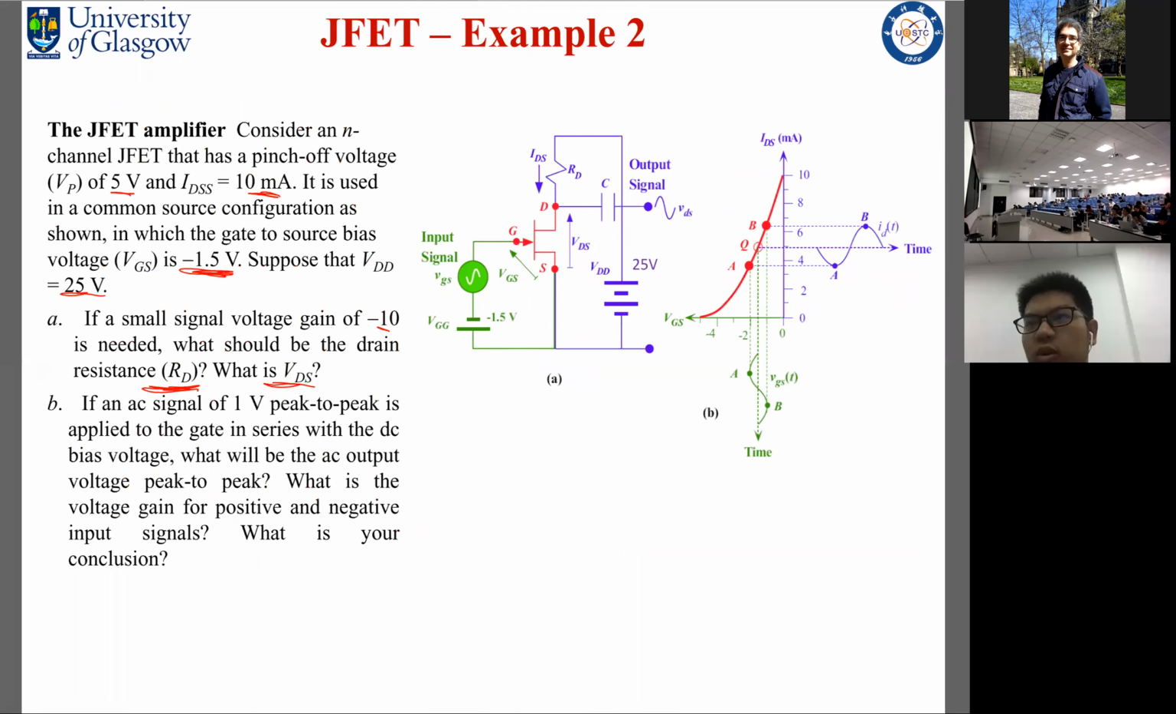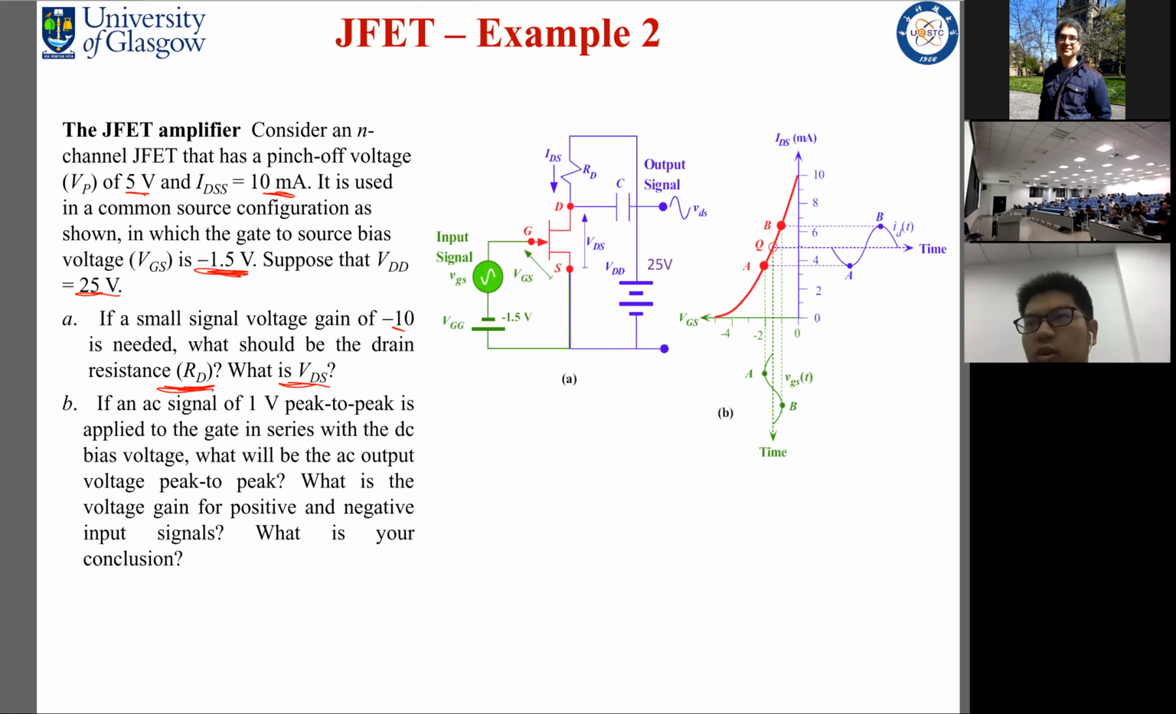The next part, part B. If an AC signal of 1 volt peak to peak is applied to the gate in series with the DC bias voltage, what will the AC output voltage peak to peak be? What is the voltage gain for positive and negative input signals, and what is your conclusion? So part B.